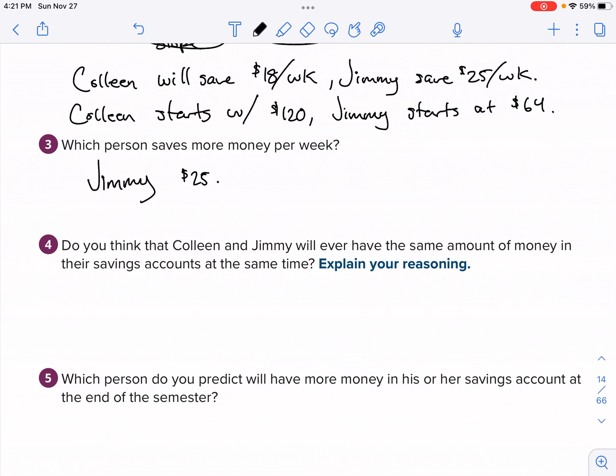All right. Number 4, do you think Colleen and Jimmy will ever have the same amount of money in their savings account at the same time at any point within the semester? We're just going to say, for this, it will be yes. Right, Colleen starts with more money but saves less money per week. So Colleen, we'll just say saves less. And then Jimmy, right? Jimmy starts with less money but then saves more. So we'll just say Jimmy saves more.